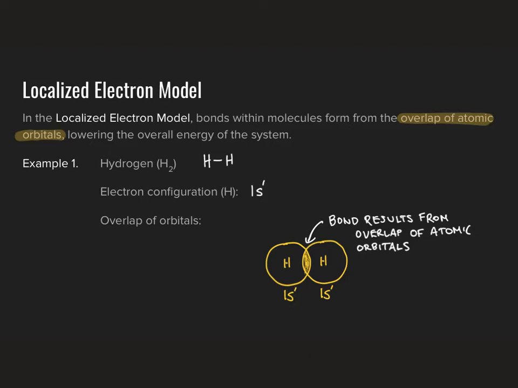But as the molecules get more complex and we have different atoms with higher energy electrons involved in different orbitals, it becomes more complicated to understand how the actual bonds are going to fit together within our localized electron model. So that's what we'll have a look at next.